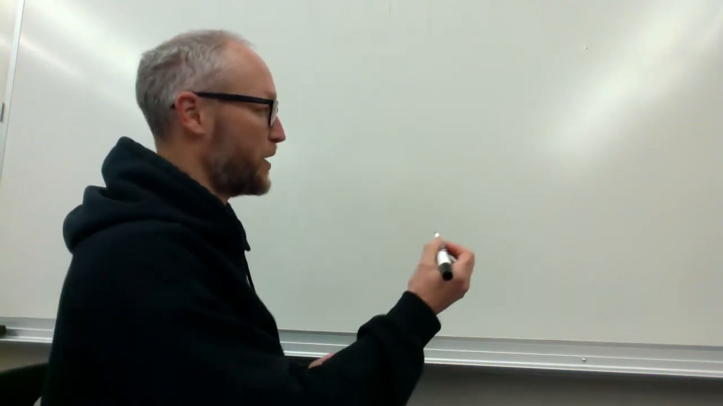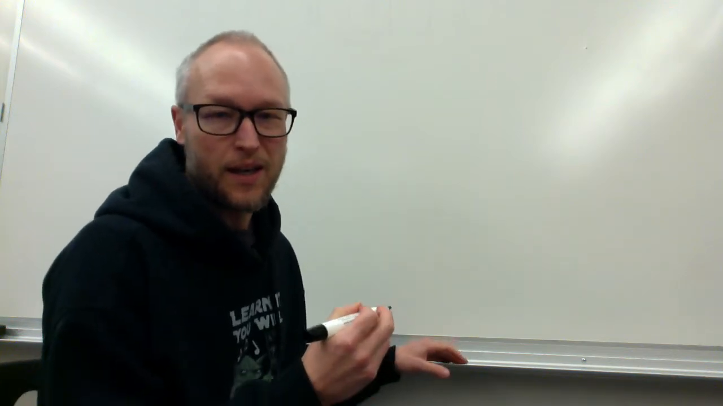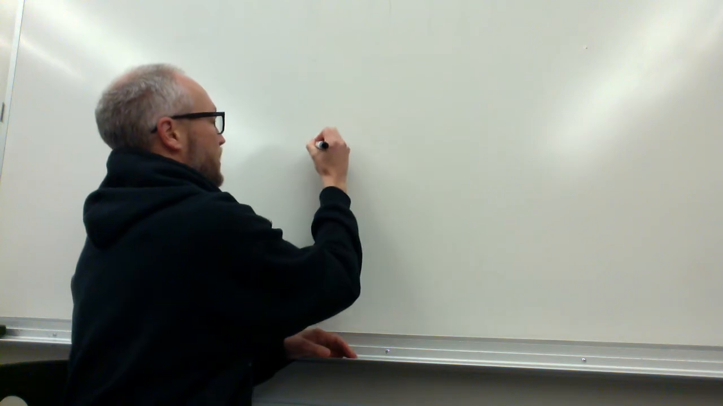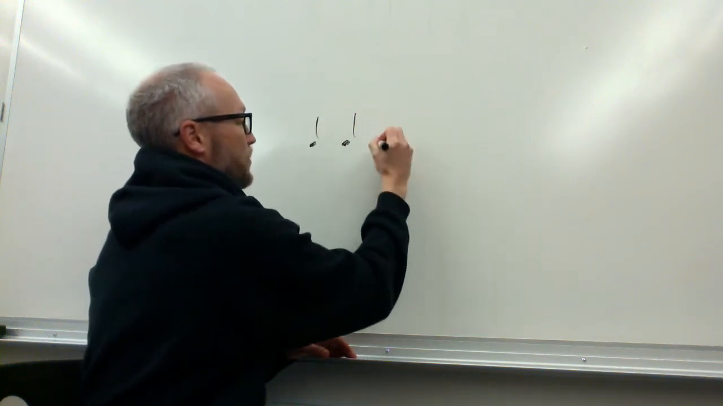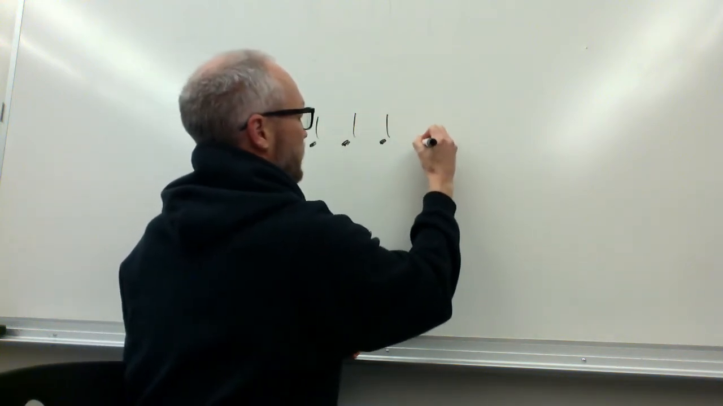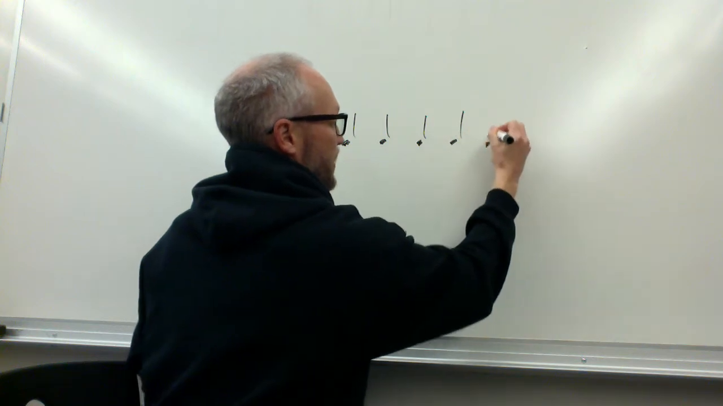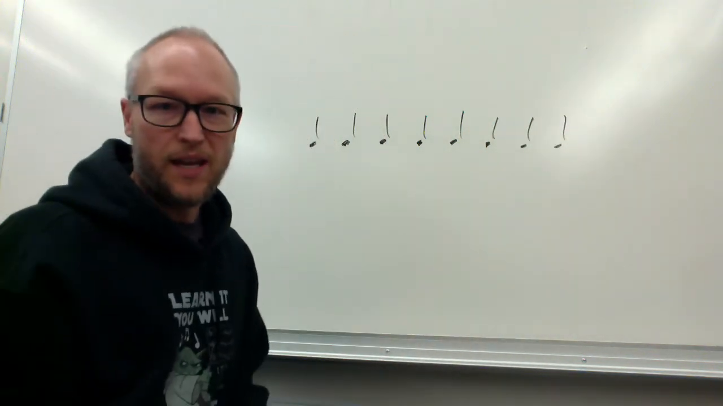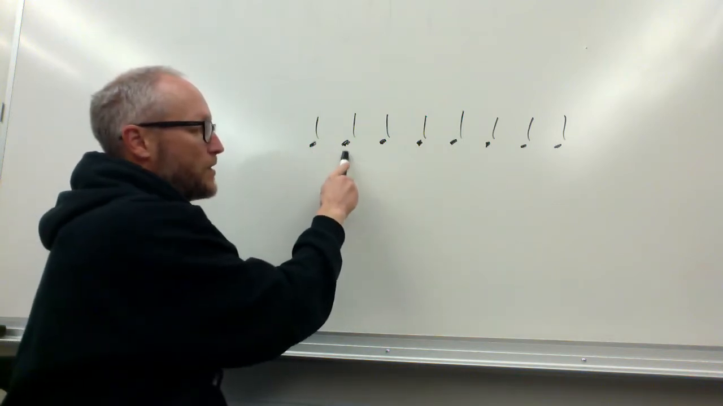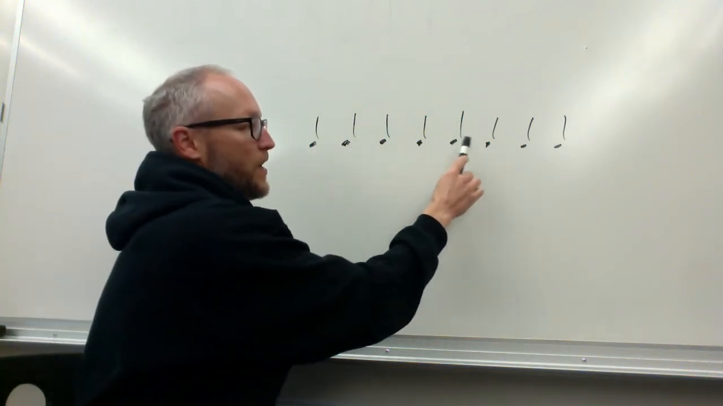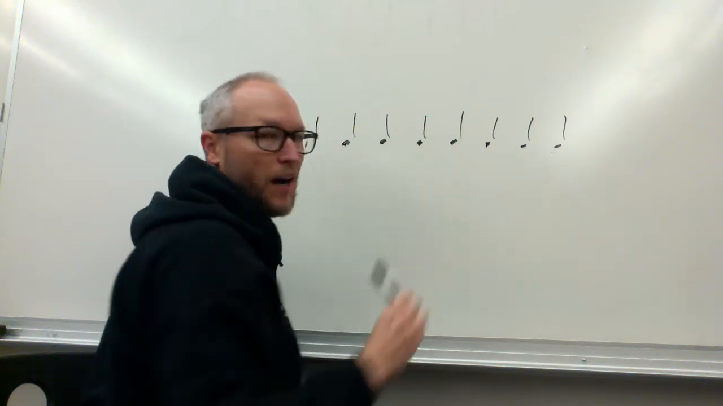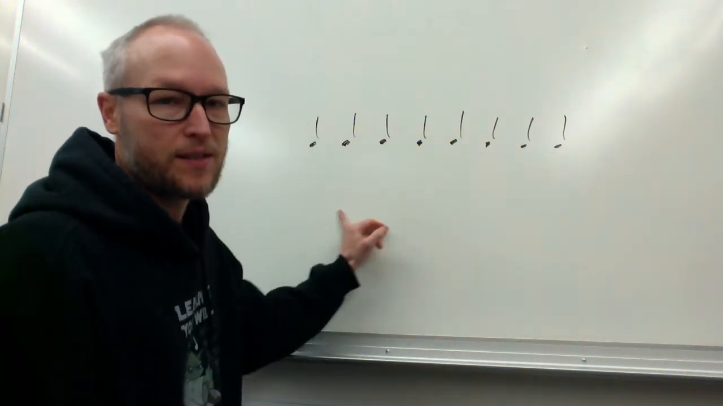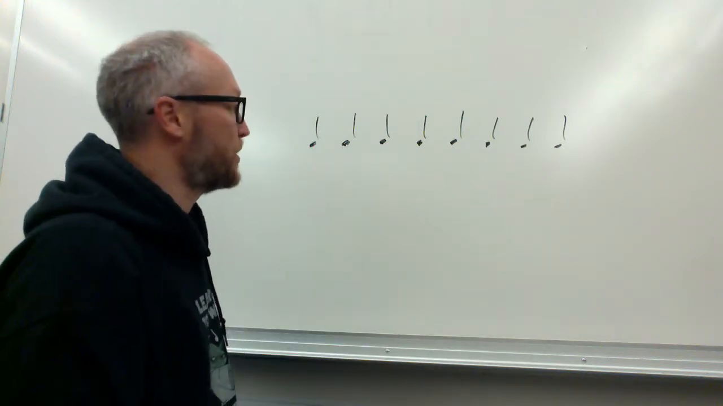Okay, so first we're going to start with reviewing our tas. So we have 1, 2, 3, 4, 5, 6, 7, 8. So we have 8 notes there. So we would say ta, ta, ta, ta, ta, ta, ta, ta. That's what that sounds like when we see these kind of notes.